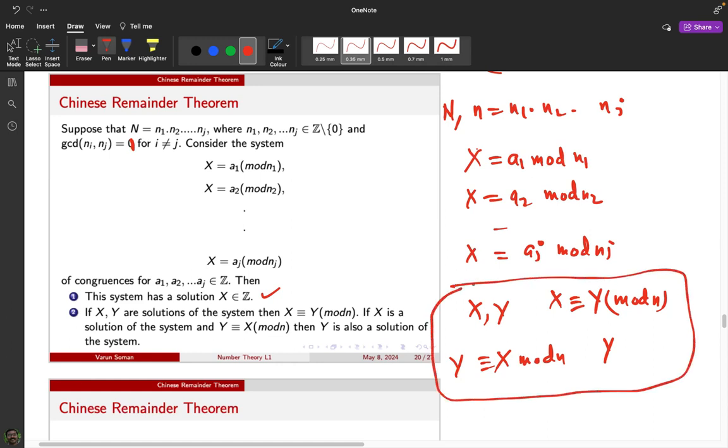That is, if you have two solutions x and y, then x and y will be congruent to each other, and if x is a solution, any number which is congruent to x also will be a solution. That is the meaning of these two statements. Before proving the existence of a solution, we will prove this uniqueness. It's much easier.